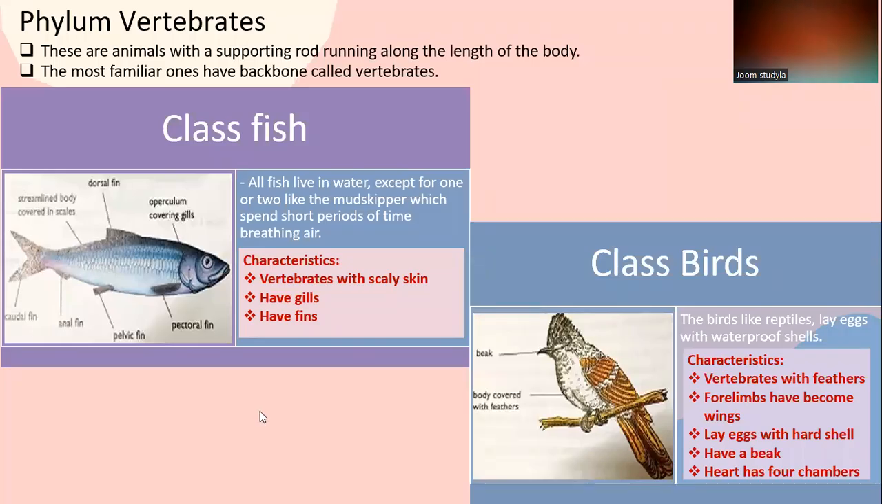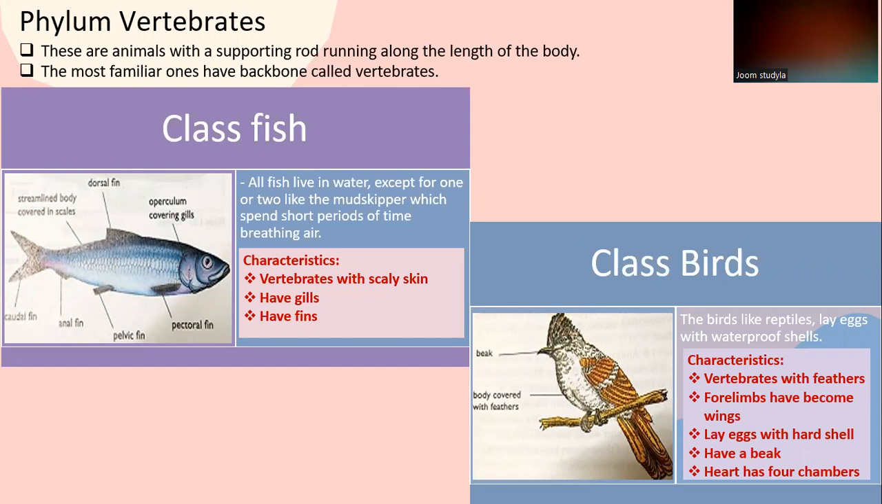And let's look at the phylum vertebrates. If you can see from the previous screen, phylum vertebrates is subdivided into several classes. First of all, these are animals with a supporting rod running along the length of the body, and the most familiar ones have a backbone, called vertebrates. Okay, let's look at the class fish. All fish live in the water, except for 1 or 2, like the mudskipper, which spends short periods of time breathing air.